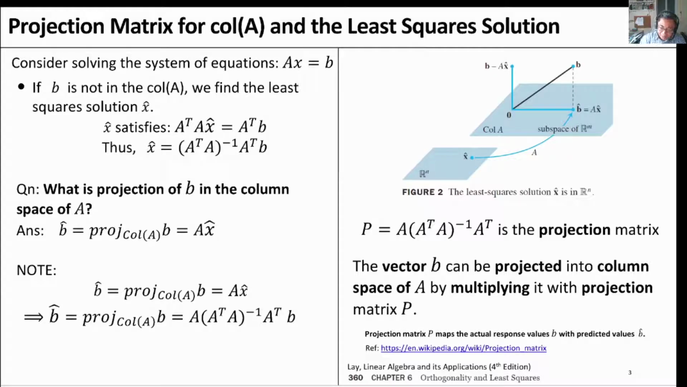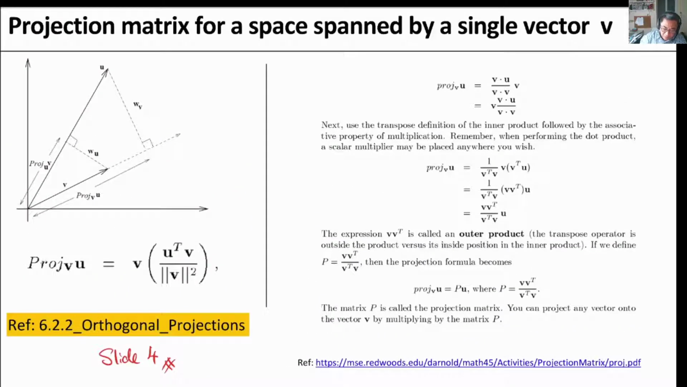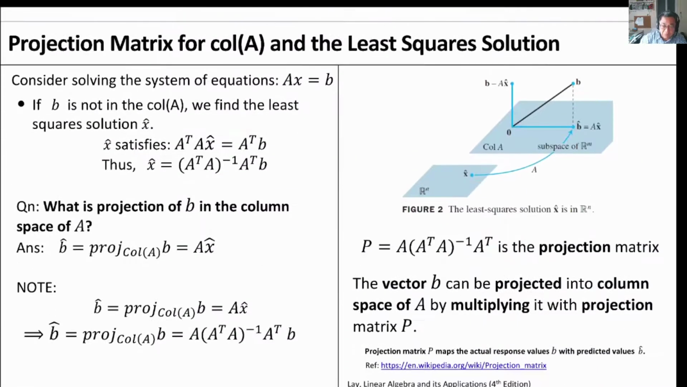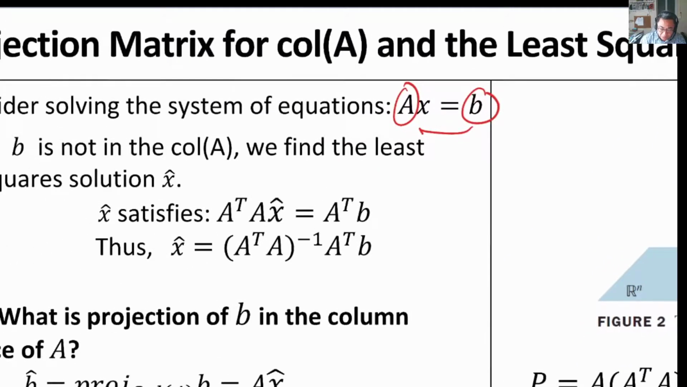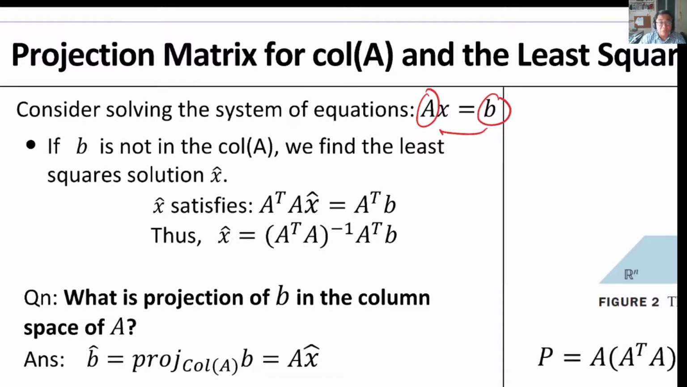In the previous slide, the target space was a line V. In this slide, we are interested to project B on the space, or on the column space of A. Specifically, we are interested to solve Ax equals B. When the vector B is not in the column space of A, there is no solution.